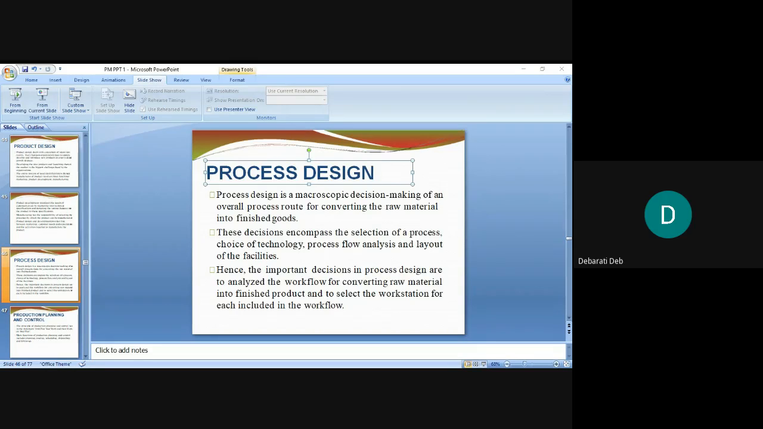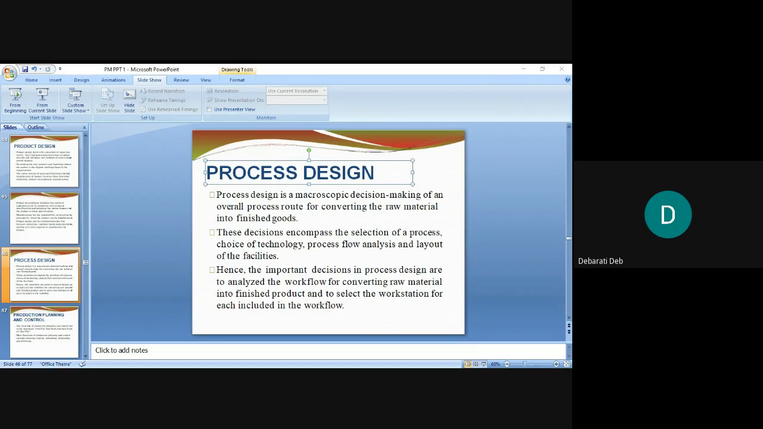This is a perfect decision making of an entire process route, that from which machine the raw material will enter and to which machine it will go, and from which machine it will come out, from which machine the finished good will come out, and then how do you take that finished good to their perfect location from where you can supply it to the market. So that process design has to be done.